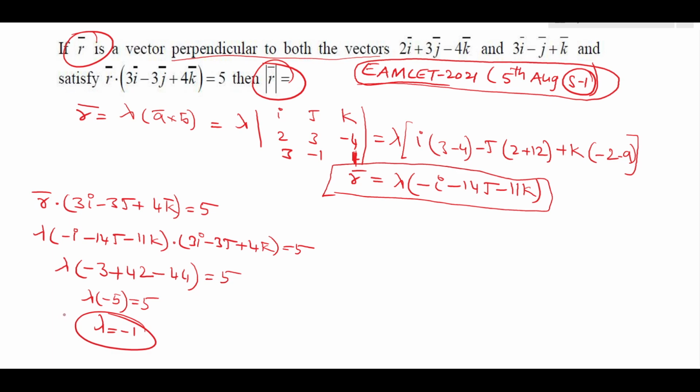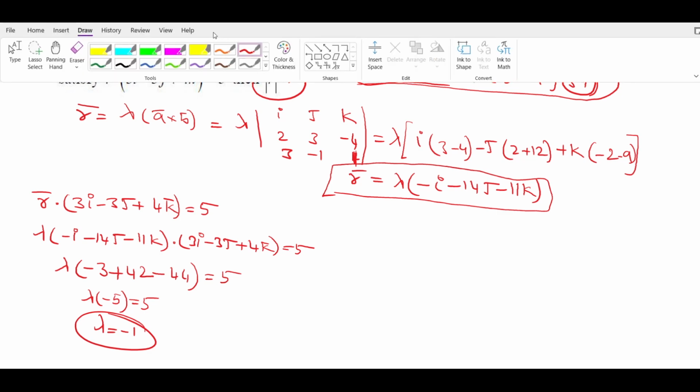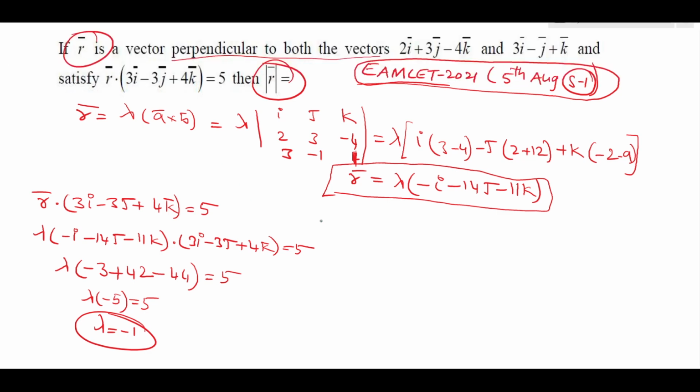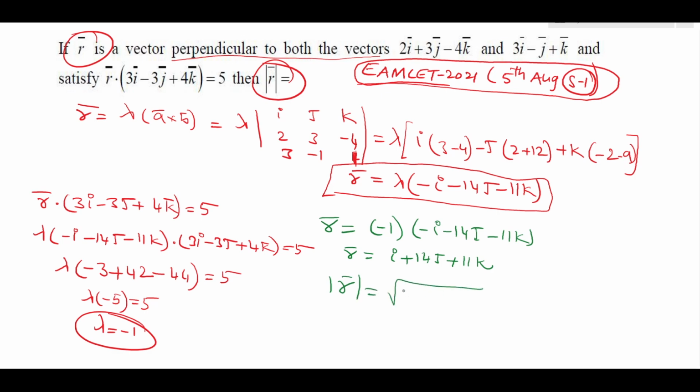So substituting lambda is equal to minus 1 in r bar, that is r bar is equal to, here lambda is minus 1, minus 1 into minus i minus 14j minus 11k. So that is r bar is equal to i plus 14j plus 11k. So from this, mod r bar is equal to under root of i coefficient is 1, that is 1 square, j coefficient is 14, 14 square, this is 196, k coefficient 11, that is 11 square is 121, that is equal to under root of 1 plus 196 plus 121, that is equal to 318. So modulus of r bar is equal to under root of 318. That is the required answer.